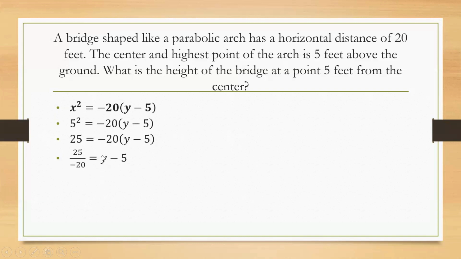And then we're left with y minus 5. Next, we move the 5. So negative 5 becomes positive 5. And if we compute that, we get y equals 3.75. That is our height. And that's it. That concludes our review. Thank you for listening.